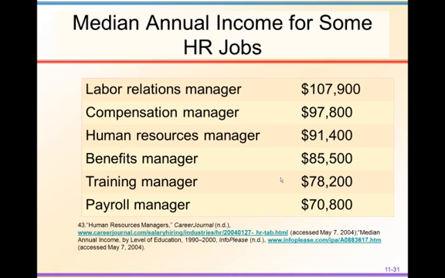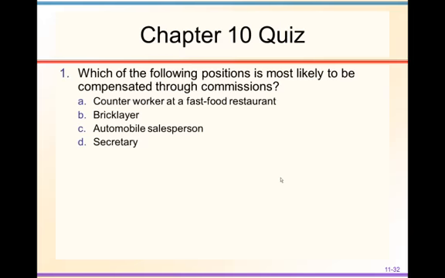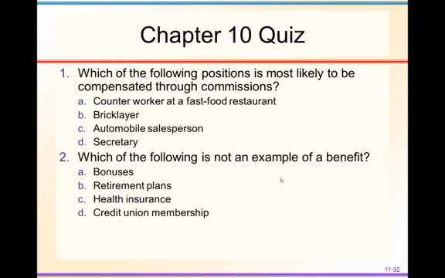We are now going to do a little quiz and see if you can answer these questions. We have questions number 1, 2, 3, and 4. The first question reads, which of the following positions is most likely to be compensated through commissions? A, counter worker at a fast food restaurant. B, bricklayer. C, automobile salesperson, and D, secretary. What is your answer? Number 2, which of the following is not an example of a benefit? A, bonuses. B, retirement plans. C, health insurance, and D, credit union membership. What is your answer? I will give you the answers once we are in class.